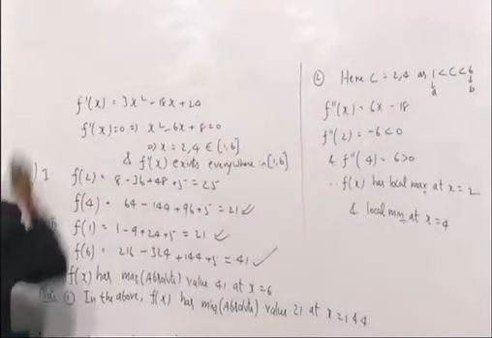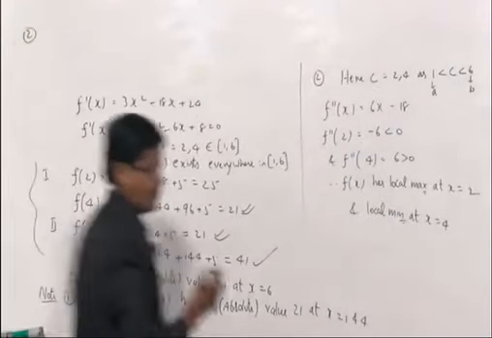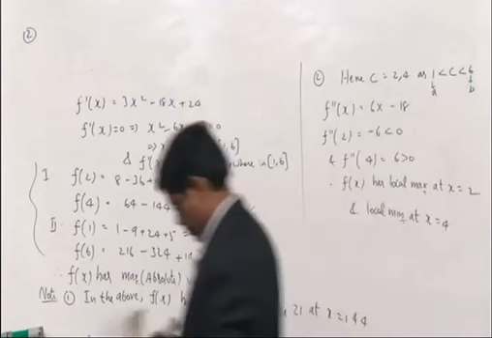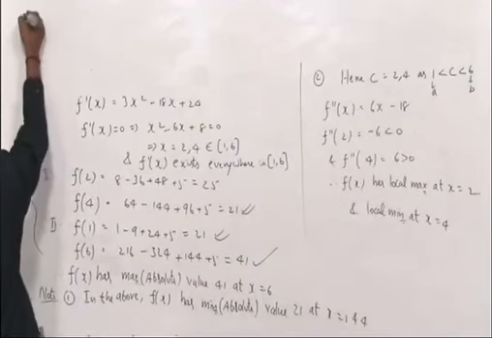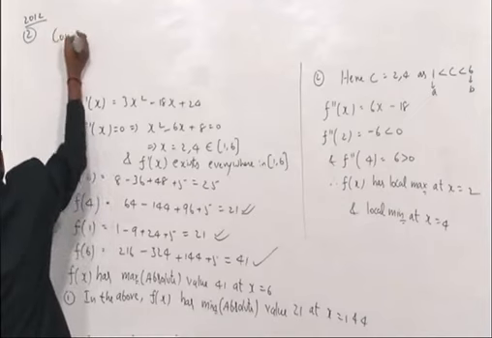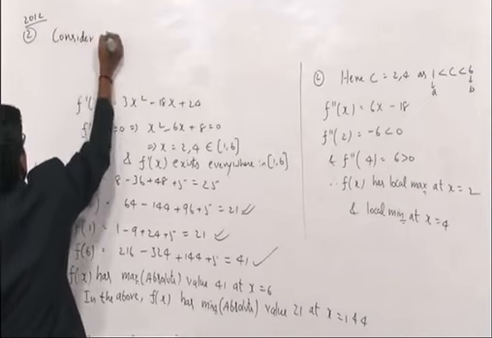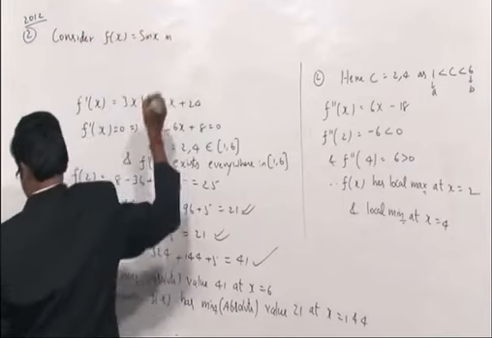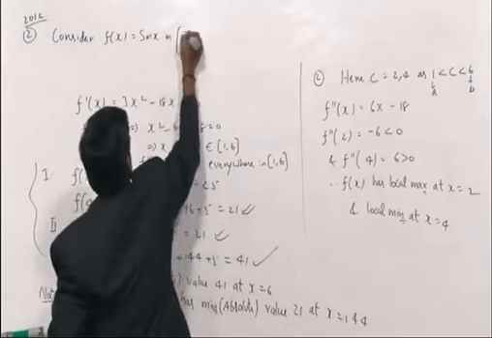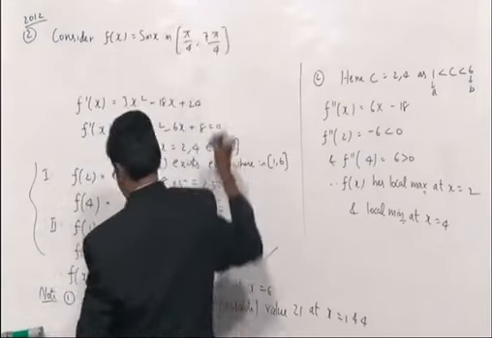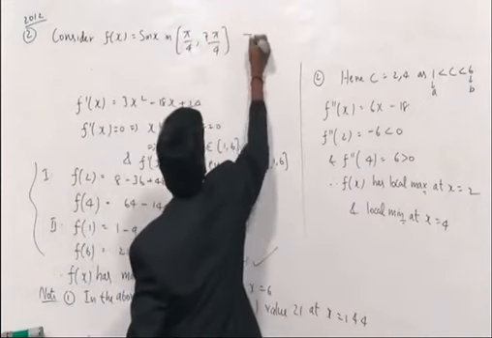With this, one more example I am giving, which was asked in 2012 in one branch. Consider f of x is equal to sin x in the interval pi by 4 comma 7 pi by 4.